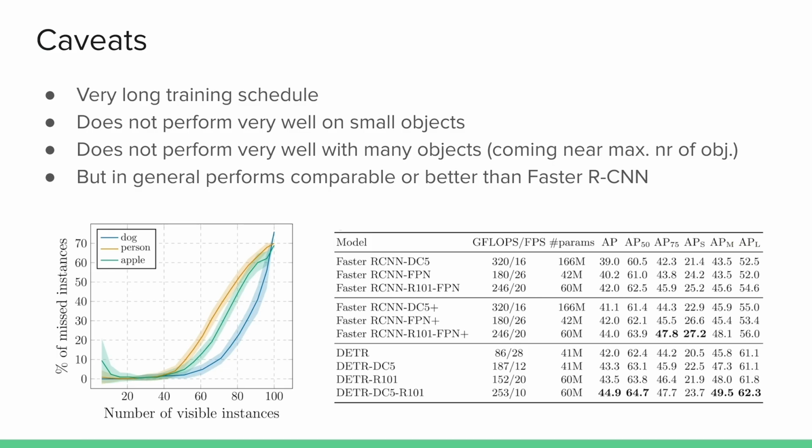Unfortunately, there are some caveats, so it's not perfect to do this for all sorts of tasks with object detection. Basically, you have a very long training schedule. I think it's 6 days on 8 GPUs that they trained their model on. It does not perform very well on small objects, and it doesn't perform very well if you have a lot of objects. And this is very understandable.